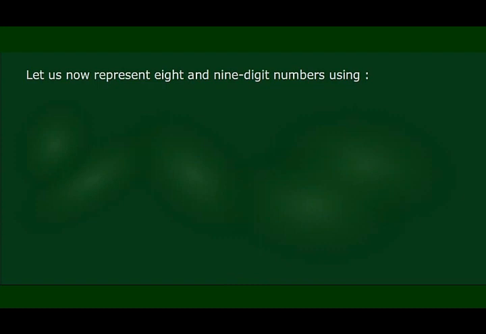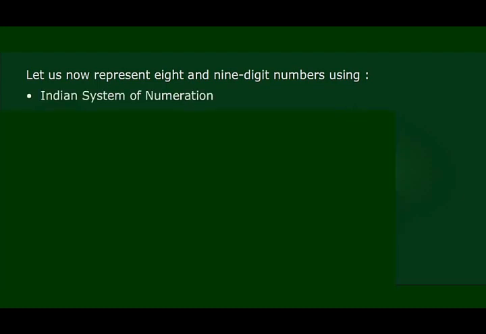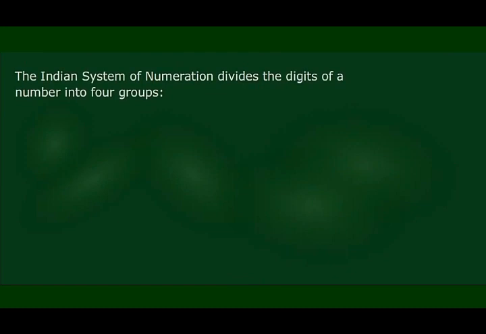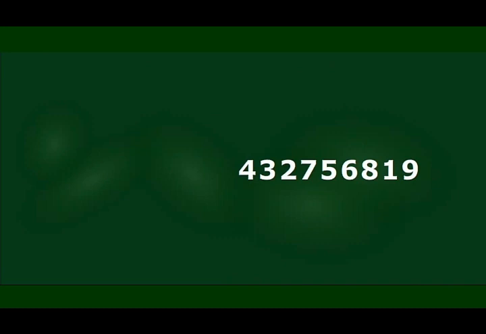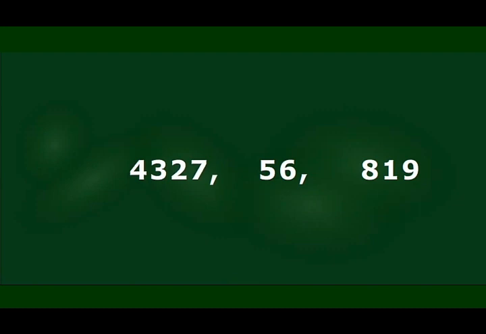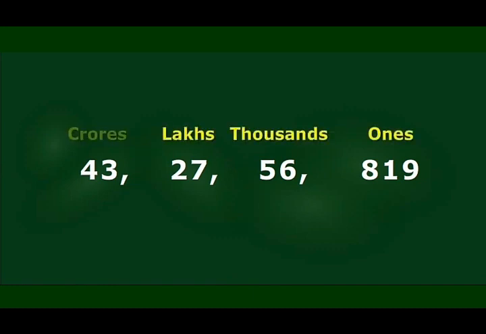Next is representation of 8 and 9 digit numbers using the Indian system of numeration. The Indian system of numeration divides the digits of a number into 4 groups: ones, thousands, lakhs and crores. Let us see how. Consider this number. We count 3 digits from the right and place a comma before 8. Then we count 2 more digits and place a comma before 5. We count 2 more digits and place a comma before 2. Thus we have 4 groups: ones, thousands, lakhs and crores.